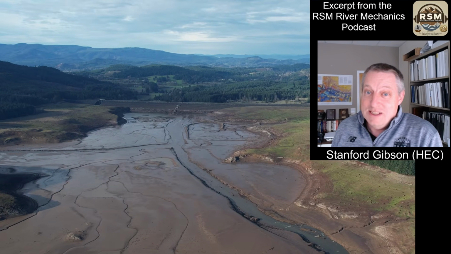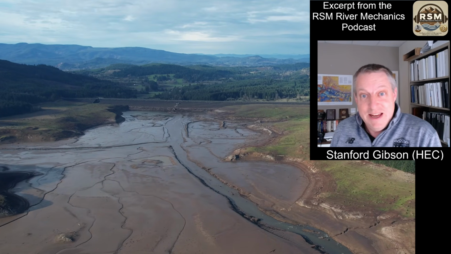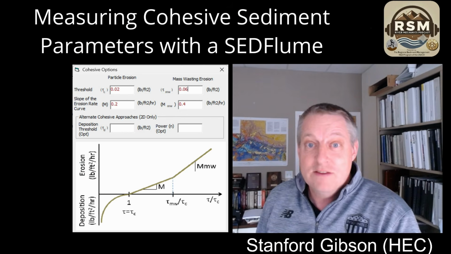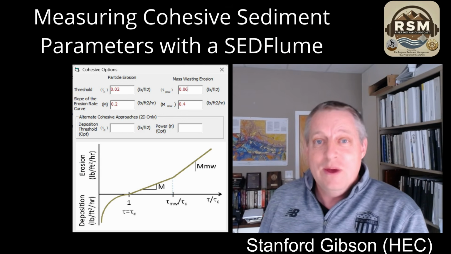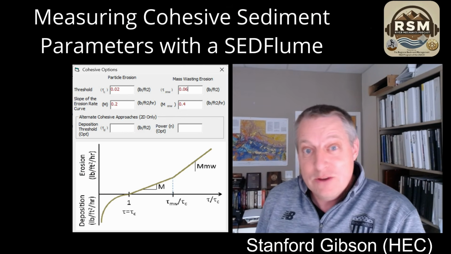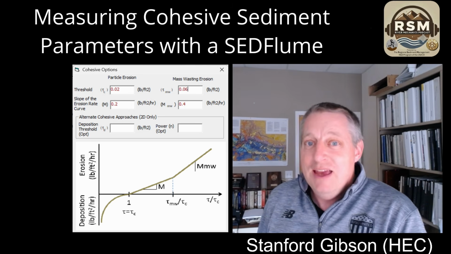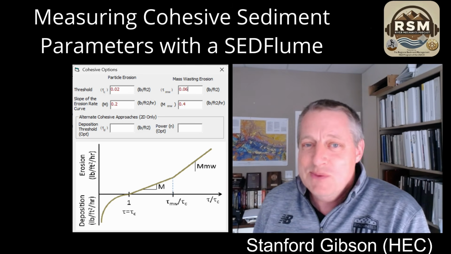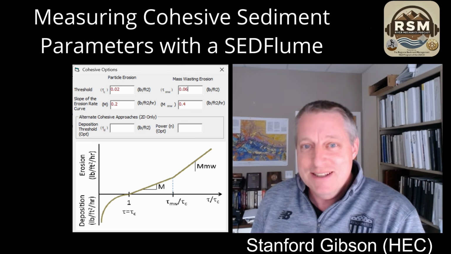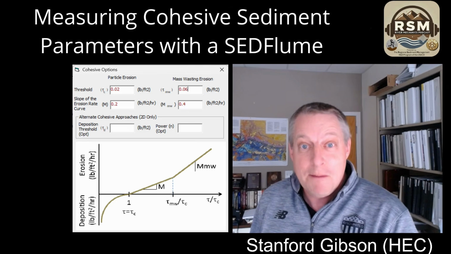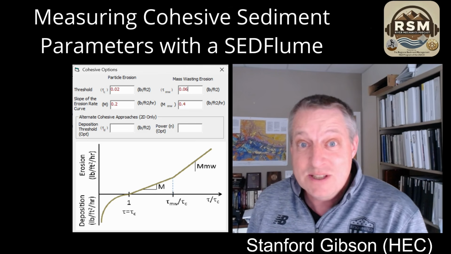So I get a lot of questions about cohesive sediment modeling in HEC-RAS. We have a cohesive parameter editor where you can go in and add parameters like the critical shear stress and the erodibility. And we leave those blank by default because we don't actually want anyone pushing buttons without having some idea of what those properties are.